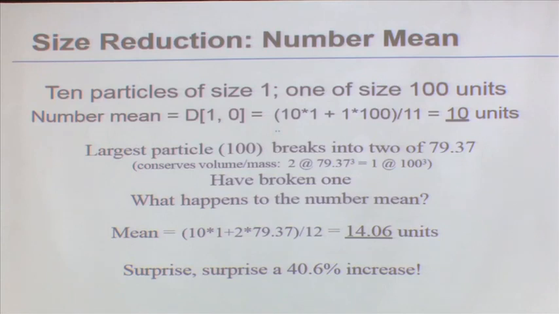Now, when I have broken the largest one into 2 particles, the smaller particles remain unchanged, then what happens? This number mean changes, because it is 10 into 1 plus 2 into 79.37 divided by 12. So, it is 14.06. So, the number mean has increased.